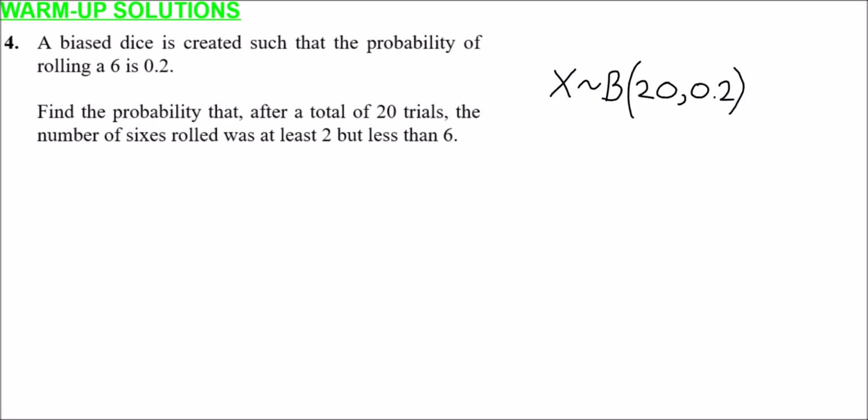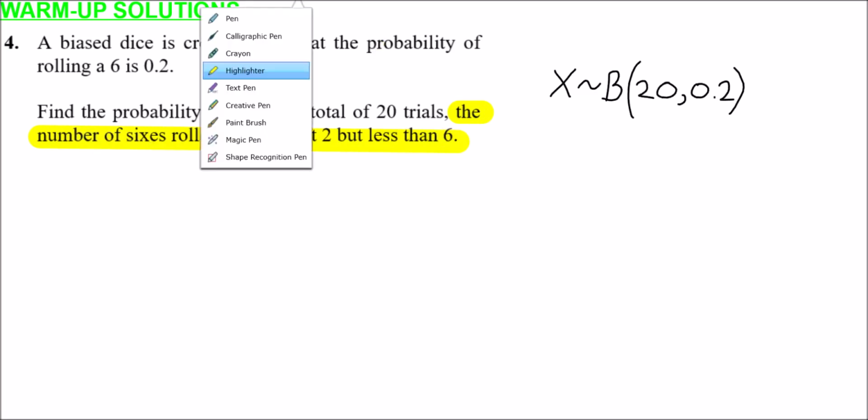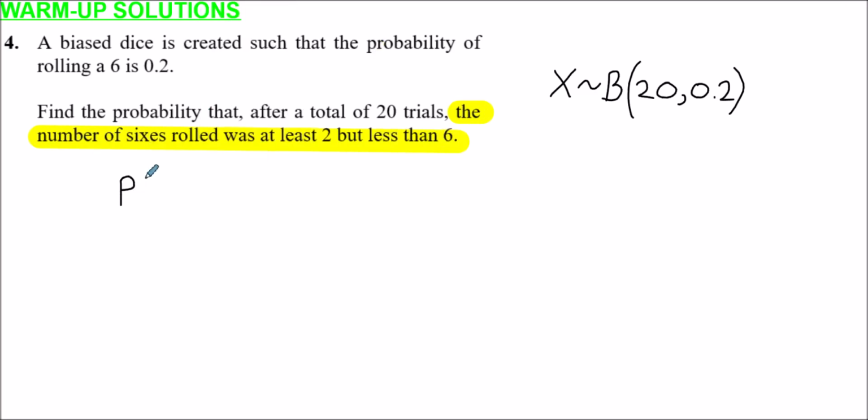Okay, and we're wanting here the probability that after 20 trials, the number of 6s rolled was at least 2, but less than 6. And so what this is saying here is we want the probability of the number of 6s being less than 6, so that's the same as saying up to and including 5, and at least 2 is saying this. So that's how we put it into our calculator-friendly language.